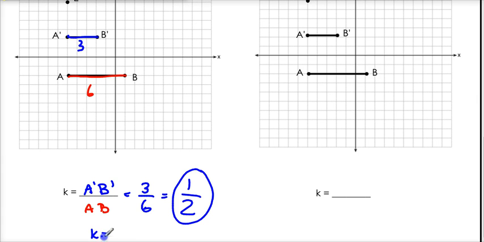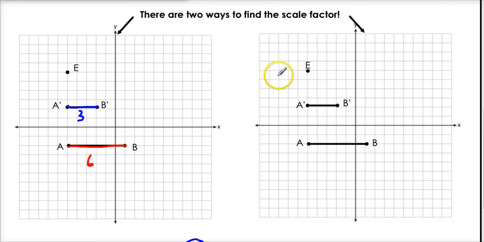I want to write that again. K is 1/2. Remember, K is the letter we use for scale factor. Now, there's 2 ways to do this, okay? That's one way. Another way is to find the distance from E to each of the points. What I mean by that is this. We do the same exact method. So in this case, what we're going to do is the distance from E to the image, which is EA prime, and then we're going to put that over the distance from E to the pre-image.